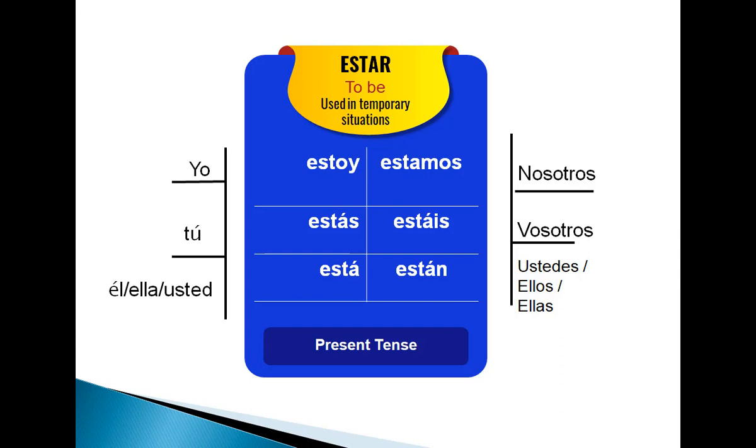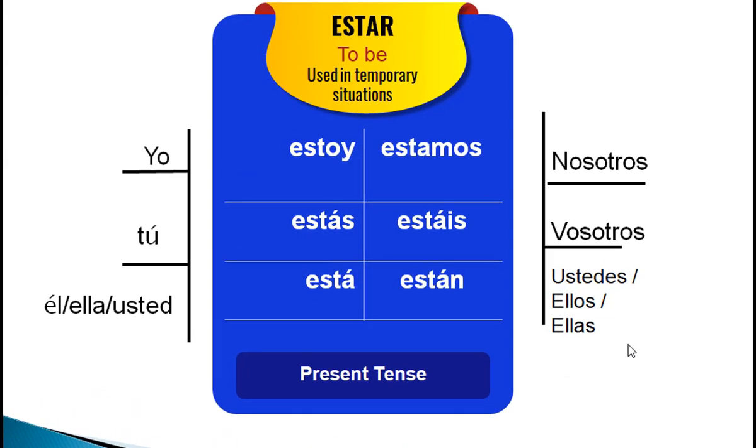So yes, we again have 6 forms, each for yo, tú, él, ella, usted, nosotros, vosotros, ustedes, ellos, or ellas form. Which means we have 6 forms, each for I, you, he, she, you in a formal manner, we, you all, they, and they. And these conjugations that we are going through now are applicable when we are talking in present tense. Alright? So what are the 6 forms?